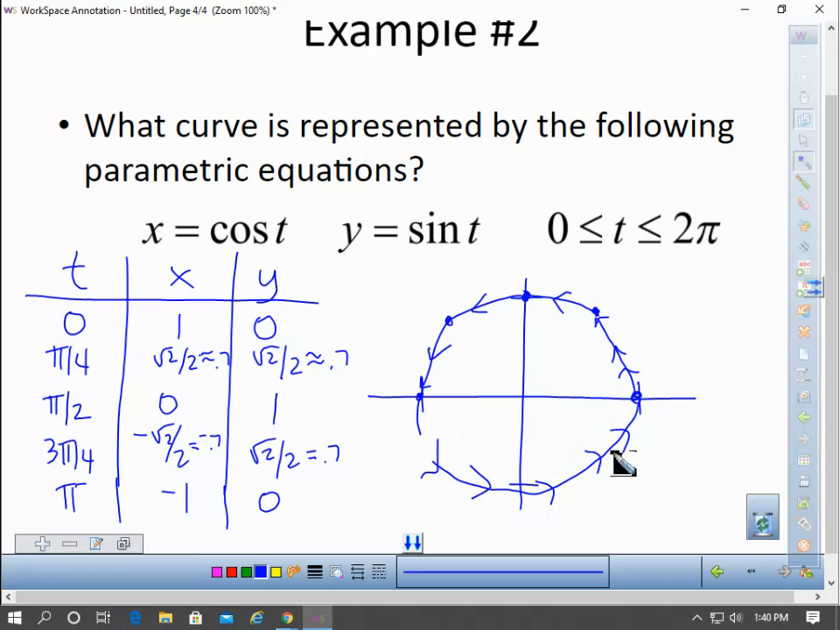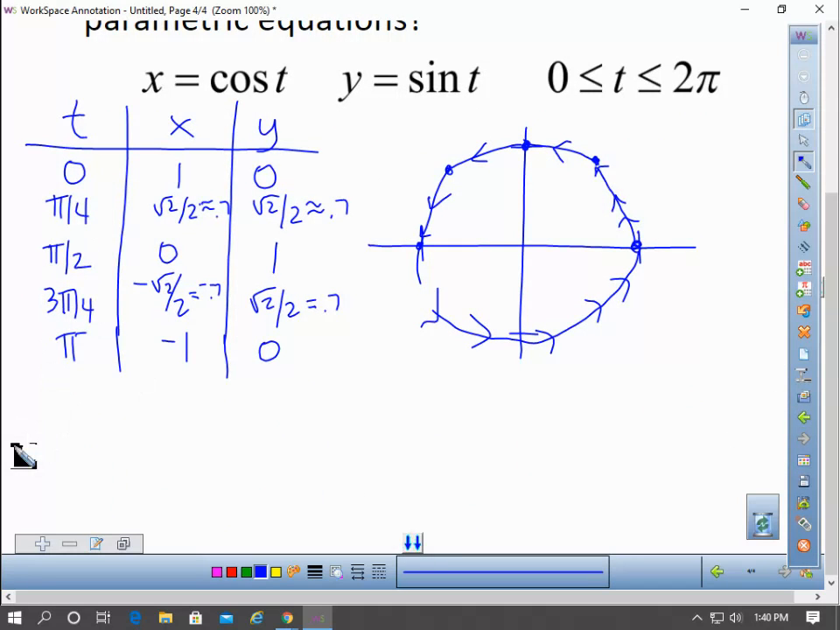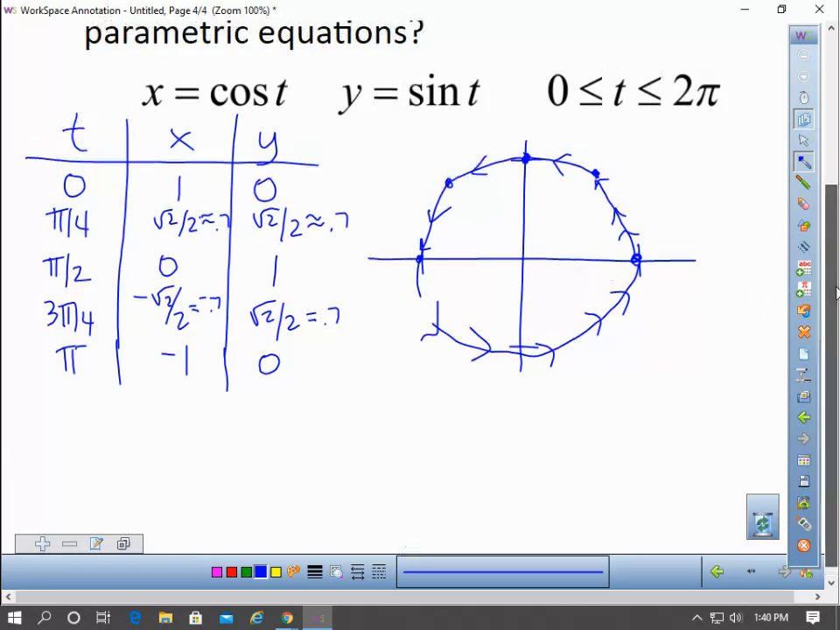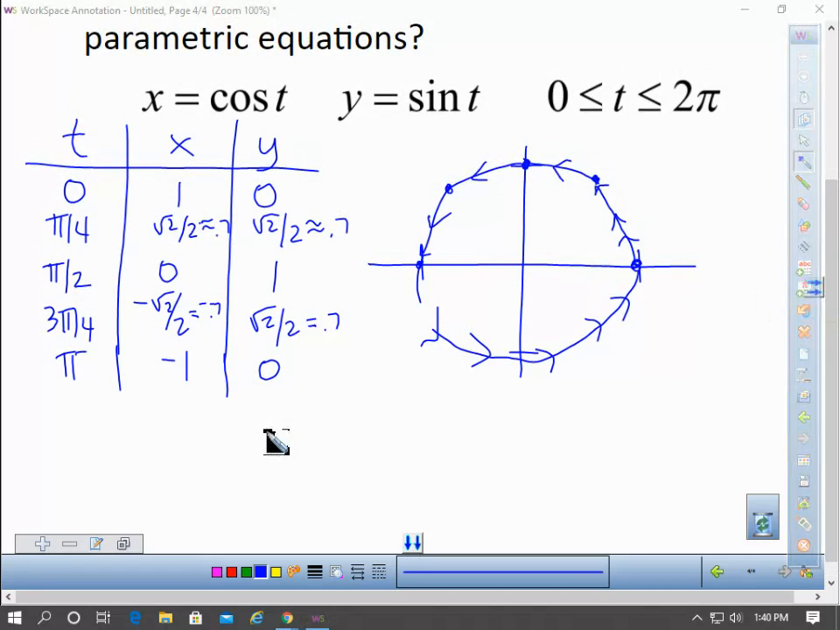So I really don't even have to go through all the points, just doing the few points, 0 to pi, obviously gave me that much of our circle. All right, so how do we get our equation for this? Well, use your knowledge of what you know.